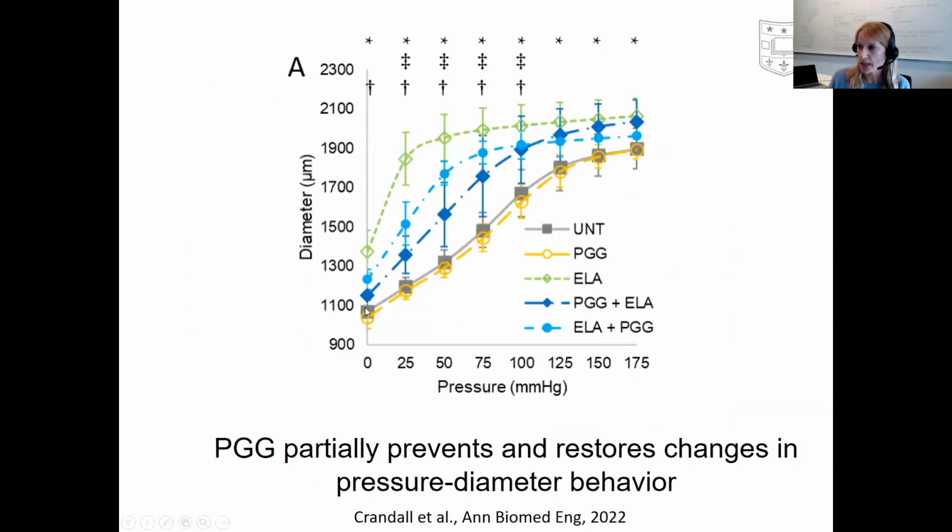The upshot is that the gray curve is the pressure-diameter curve of what a normal mouse aorta looks like. If you just use the PGG, it doesn't change anything. When we use this elastase, you can see this huge dilation, and then it becomes very stiff and large as we increase the pressure. And the PGG used either before or after brings the data back to some intermediate point. So it can partially help these changes in mechanics, but not completely.